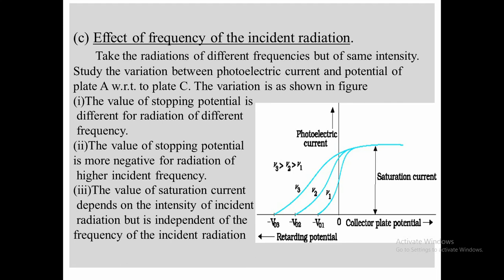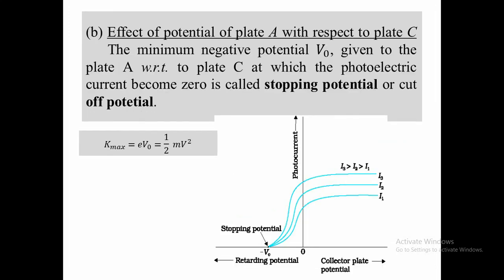Take the radiation of different frequency but the same intensity. From this we can conclude that first, all the photoelectrons emitted from the plate C do not have the same kinetic energy. Second, for the radiation of a given frequency and the material of the plate C, the value of the stopping potential is independent of intensity of the incident radiation. It means the maximum kinetic energy of emitted photoelectrons depends on the radiation's source and the nature of the material of the plate C, but it is independent of intensity of the incident radiation.